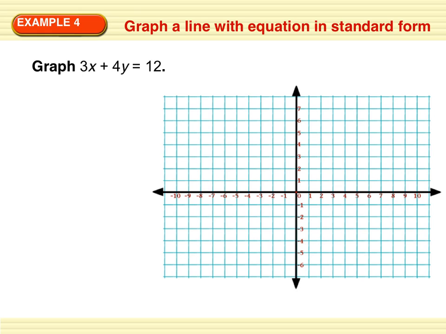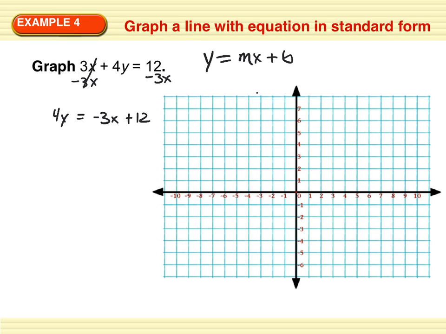What can I do? Yes, sir. Change it to slope-intercept. How do I do that? You can do minus 3x on each side. Good. He said we could turn it into slope-intercept form. Fantastic. Let's subtract 3x from both sides. We get 4y is equal to negative 3x plus 12.